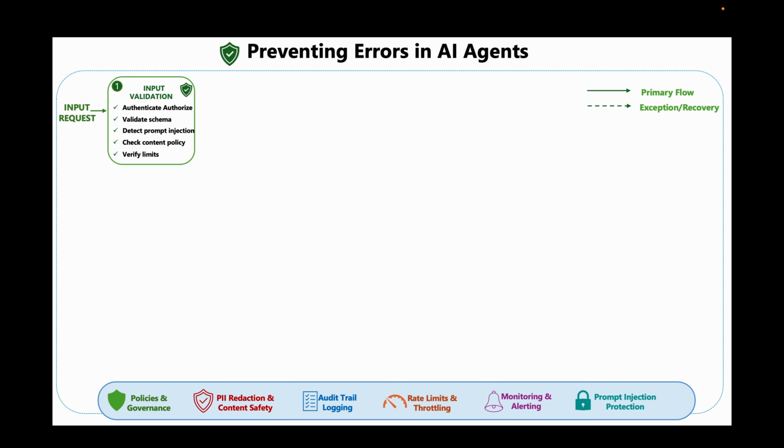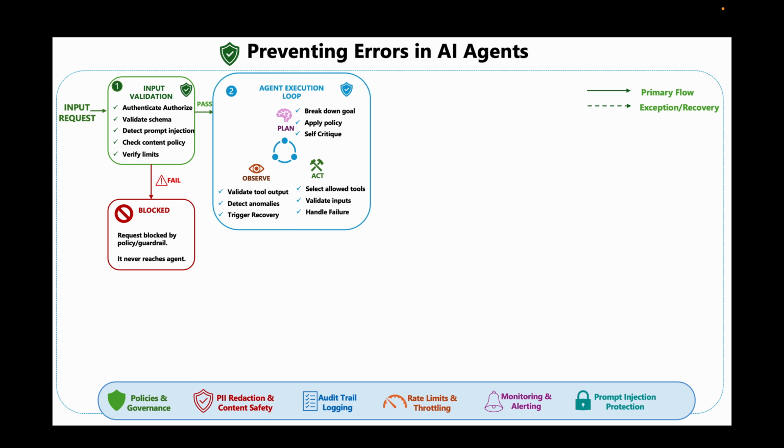The first checkpoint is input validation, and here we authenticate and authorize the user. We validate the request against a schema if applicable. We check for prompt injection attempts and enforce any policies on the input that we can process. We also look for request limits at this stage. If the request fails these checks, it is blocked immediately.